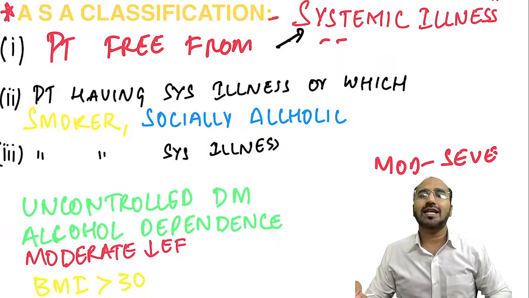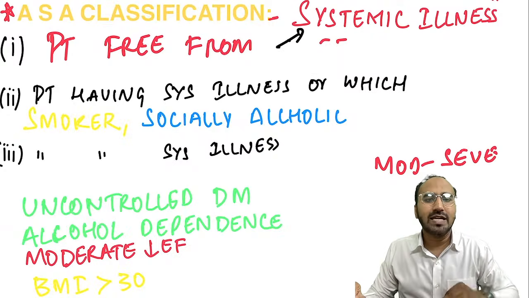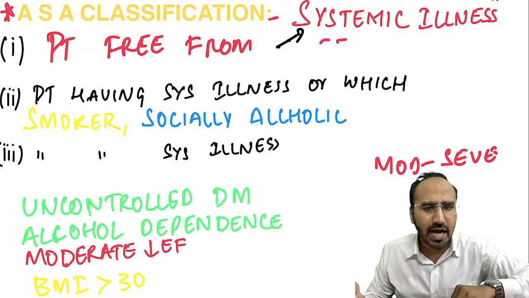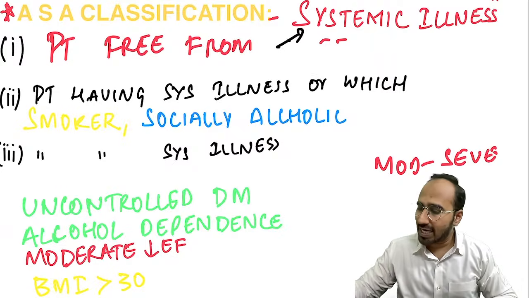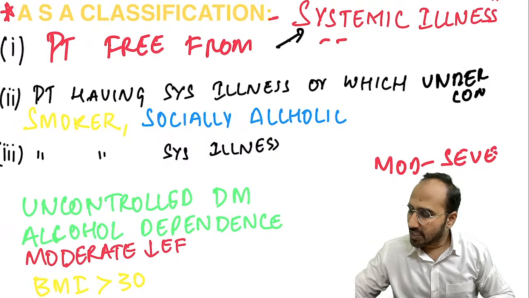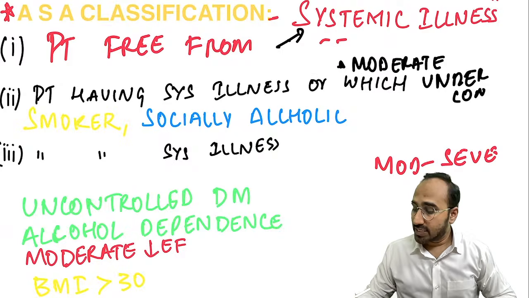Second patient comes to my clinic. Doctor, he is telling, I am having a systemic illness. I am having diabetes, but I keep my diabetes well under control. I am having hypertension. It is well under control. A patient having a systemic illness which is under control comes under ASA class 2. Or you can say a patient having moderate systemic illness.